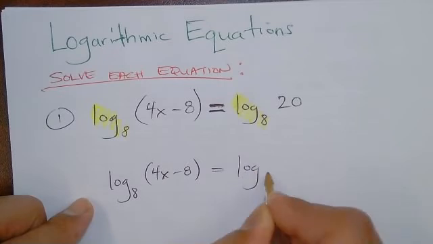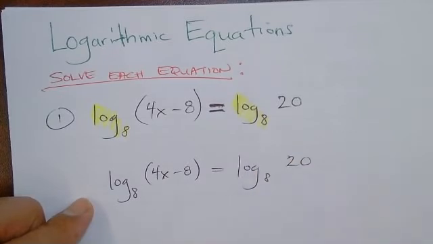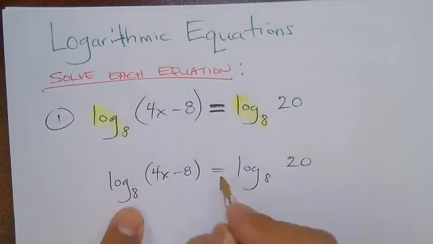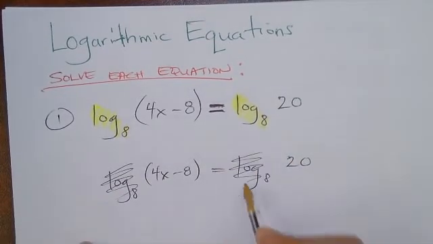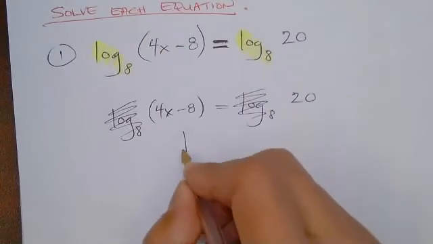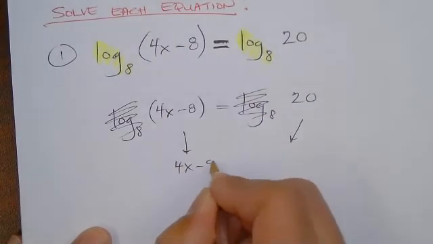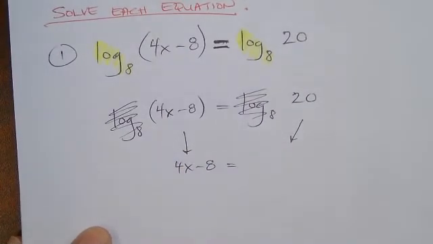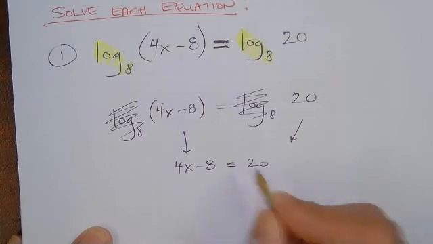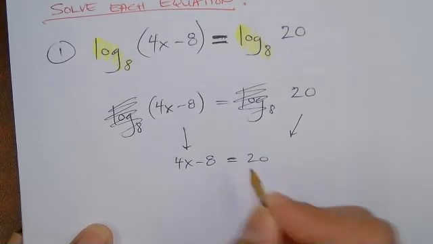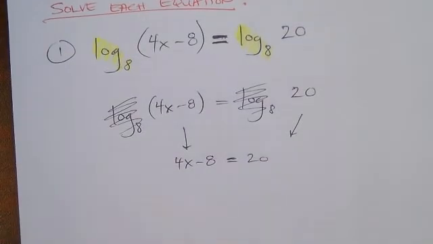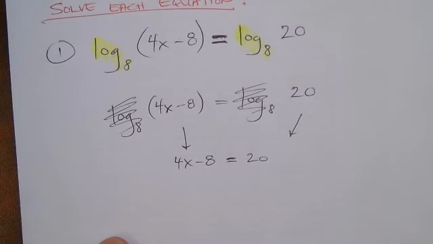Yeah, pretty much you just be like, all right, if log base 8 is equal to log base 8, then we don't have to look at that. And you pretty much just put these what? Equal to each other, yes? That'll be 4x minus 8 equals what? 20. That's an algebra 1 problem. And then you solve it and you get your value for x, right?